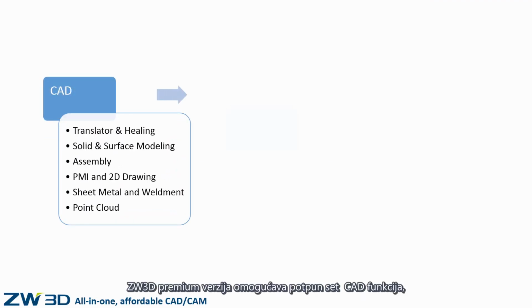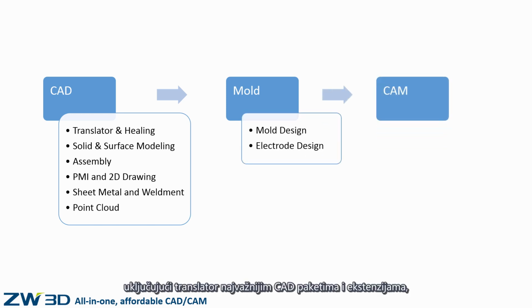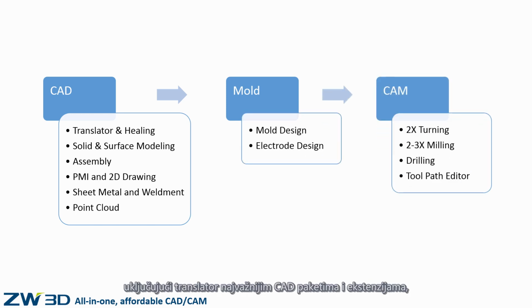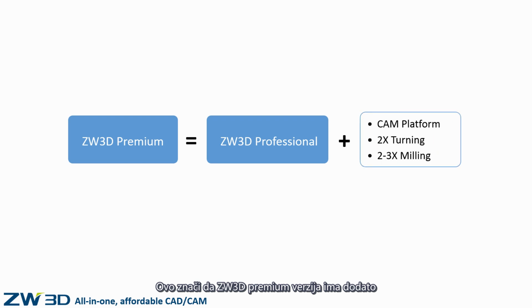ZW3D Premium version provides full CAD functions, mold design, and 2 to 3x machining, including translator, modeling, assembly, sheet metal design, 2x milling, drilling, 3x milling, etc. Which means ZW3D Premium version adds turning and 2 and 3 milling functions in Professional version. With Premium version, ZW3D delivers an easy and efficient all-in-one CAD CAM solution.